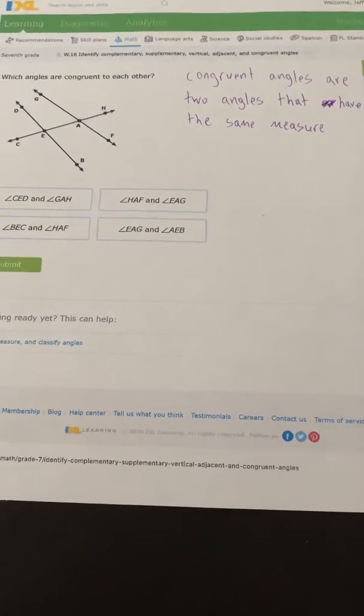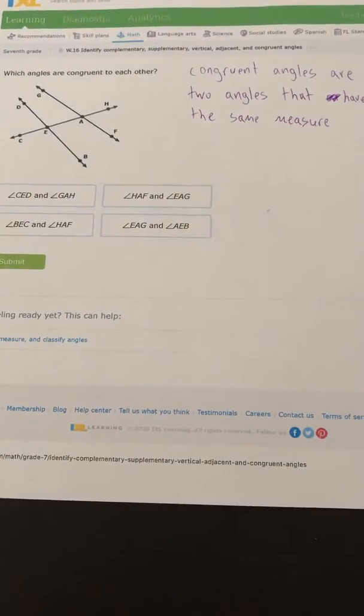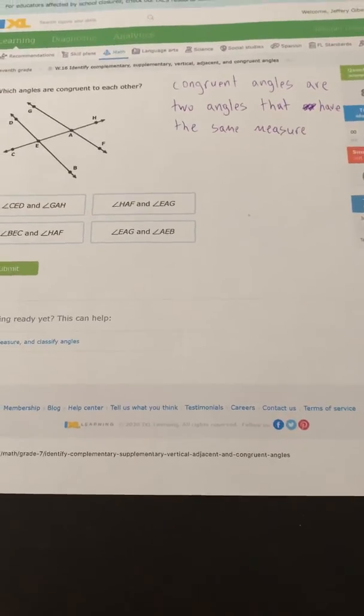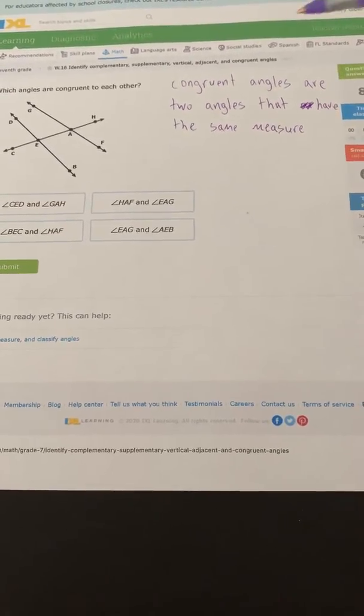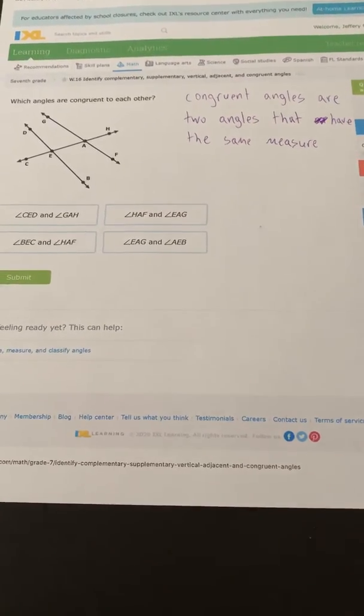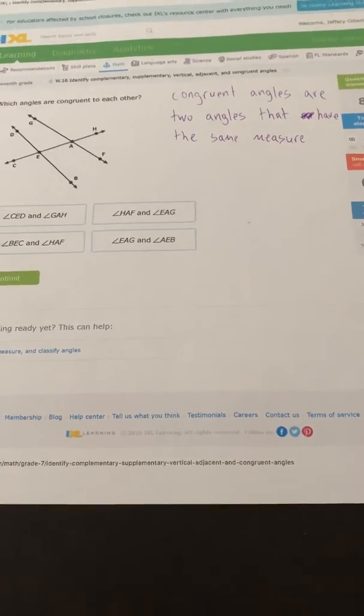All right, identify complementary, supplementary, vertical, adjacent, and congruent angles. Which angles are congruent to each other? All right, let's look at the definition of congruent angles. Congruent angles are two angles that have the same measure. So that means they're going to be the same size.